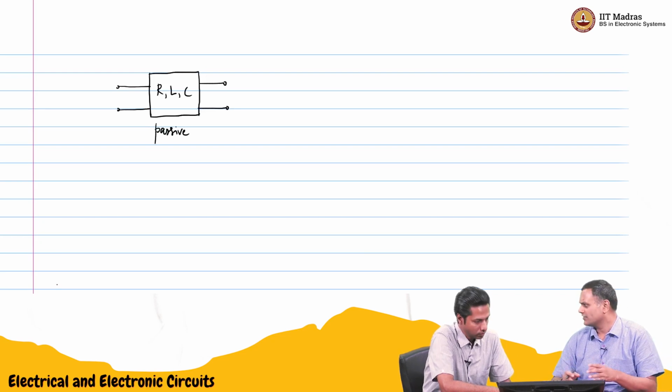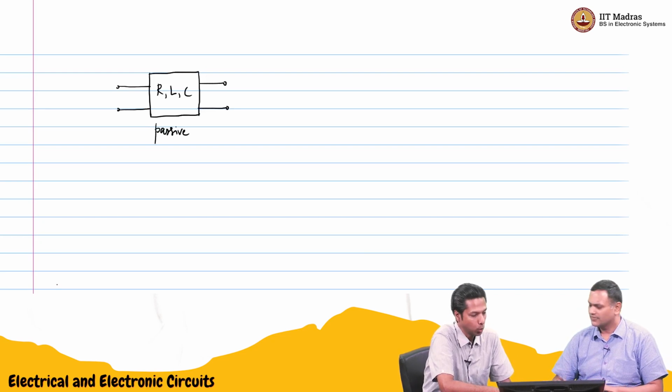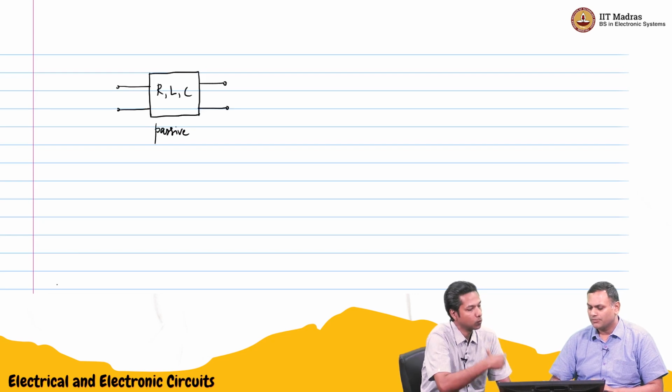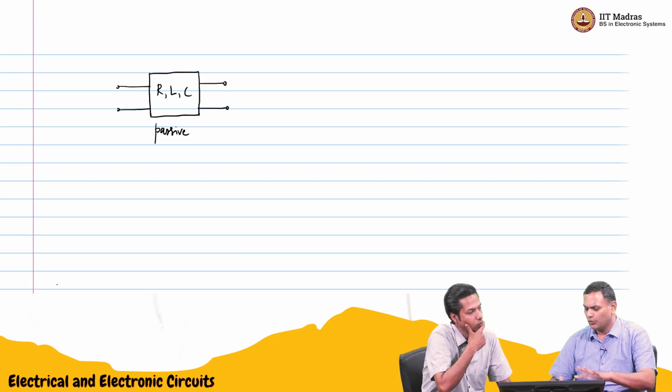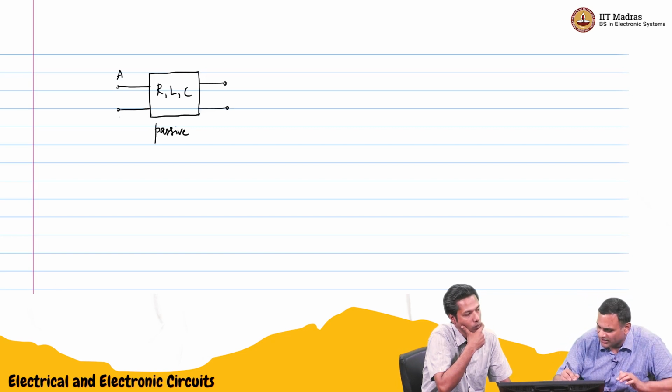So there are no sources, no voltage sources, no current sources. And basically we've pulled out 2 leads. So maybe on the input side we'll call it A and B, output side C and D.